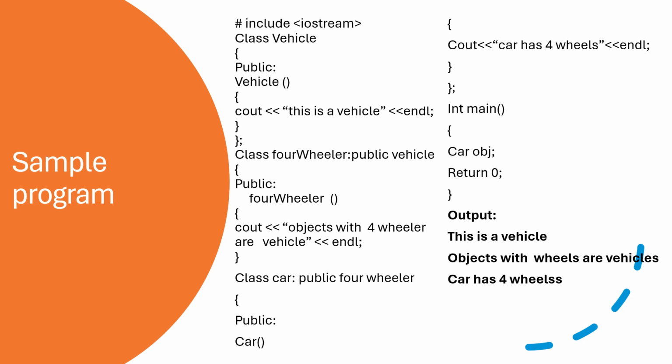When we write public four-wheeler, it inherits both classes, that is class vehicle and class four-wheeler. Here we create the class car and print "car as a four-wheeler". In main, only one object is created with the class name car. Then if you call the car, it has both the properties of the base class vehicle and the four-wheeler properties. As soon as we call car as a class, it inherits both classes. So the output will be "this is a vehicle" and "object with wheels are vehicle". Two statements are printed.